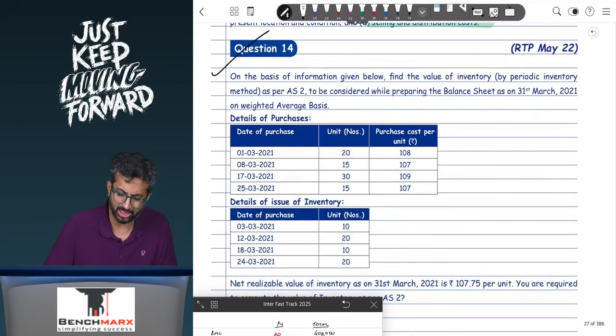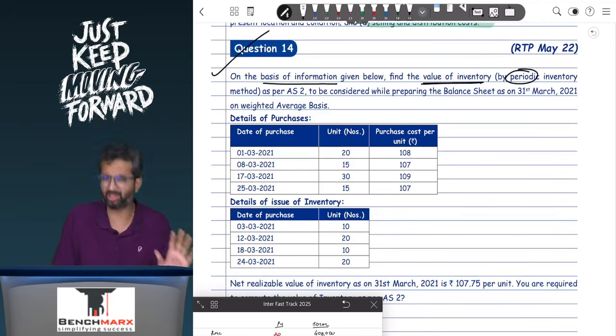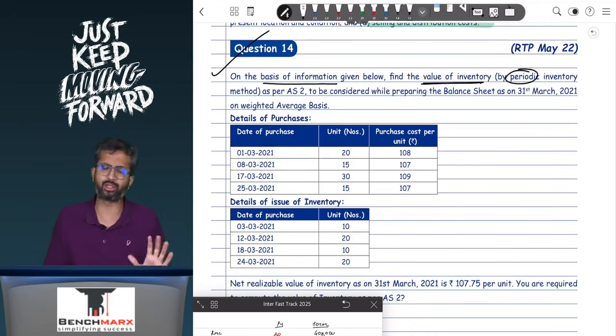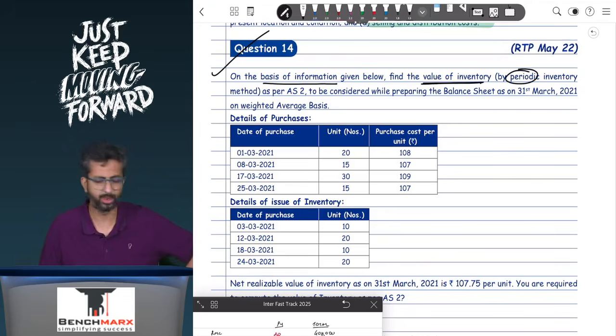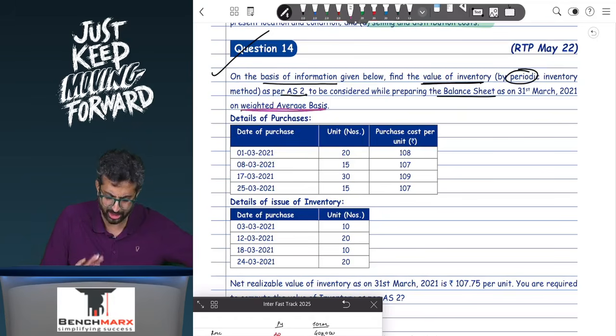Question number 14 is a very basic question, I think, on FIFO or weighted average as the case may be. On the basis of information given below, find the value of inventory by periodic inventory method. Usually, unless given otherwise, you follow the periodic inventory method only. That is, at the end of the year, you try to find the inventory value. As per AS 2, for preparing the balance sheet on weighted average method basis. Okay, so this is weighted average clearly given.